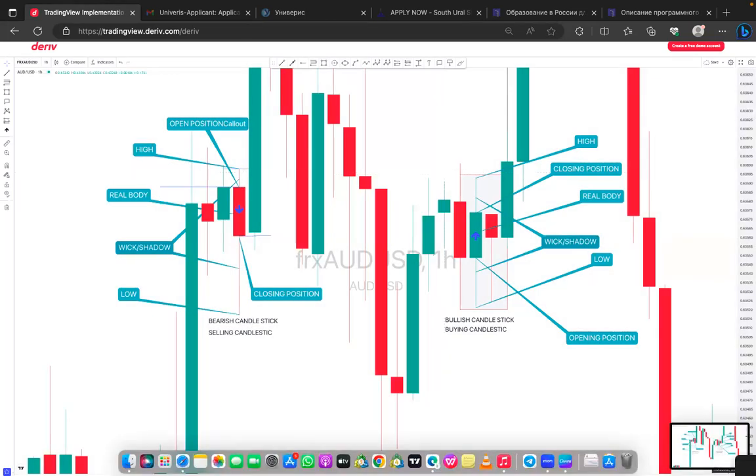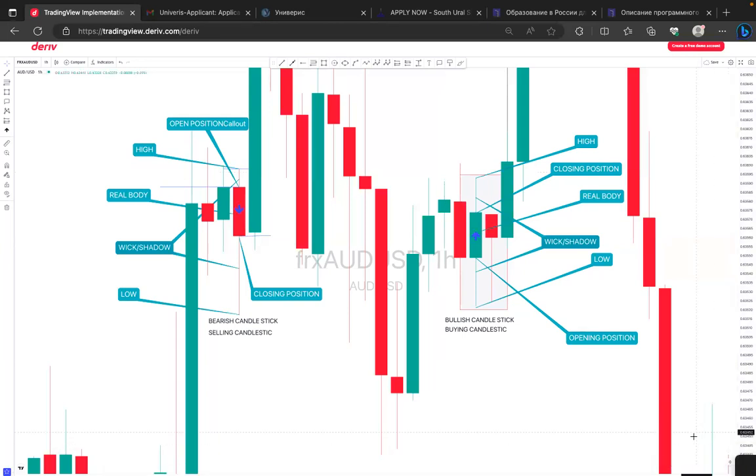So now the fat part of the candlestick is called the real body. In summary, don't forget that. The thin lines above and below the body are called the shadows or wicks. The bottom of the lower shadow is the low. You understand? The difference between the bearish and the bullish is their opening position and their closing position. You understand? And that's because of direction.